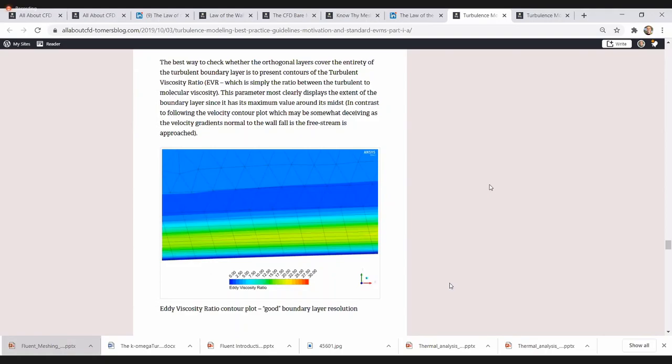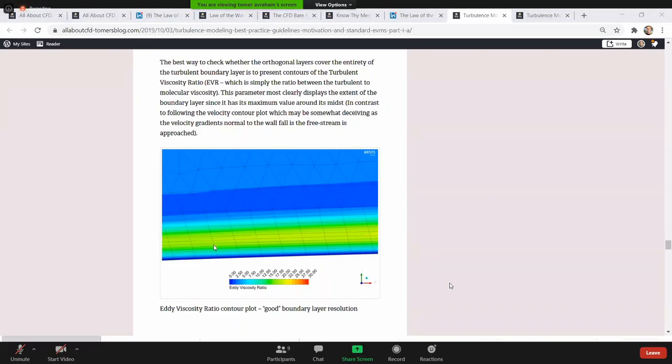Yeah. What do you mean only isotropic component? Isotropic component of what?